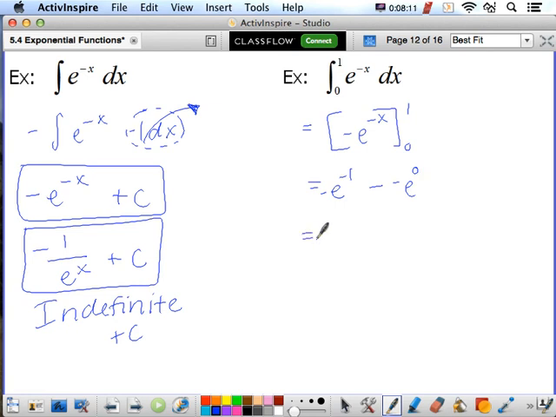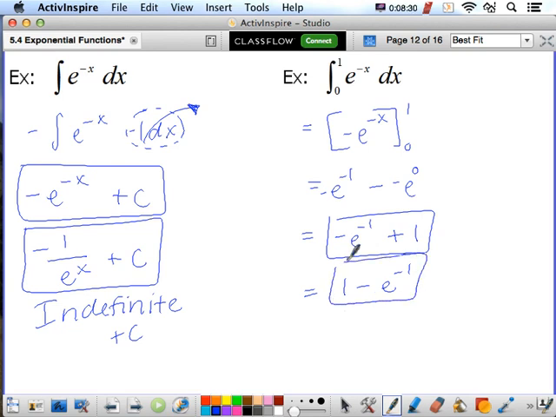And negative e to the negative 1 can be left. You don't have to change it to negative 1 over e. What is e to the 0? 1. So minus a negative will make a plus 1. So you could stop here. A lot of people don't like to lead with that negative, so we could stop here.